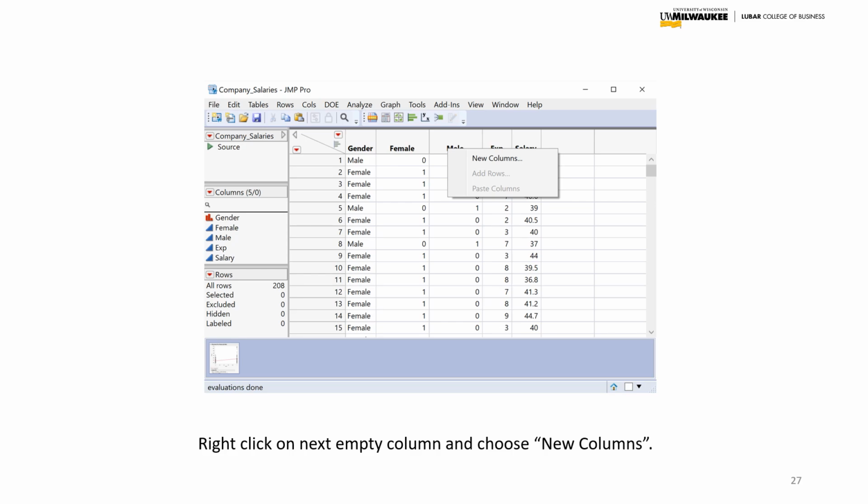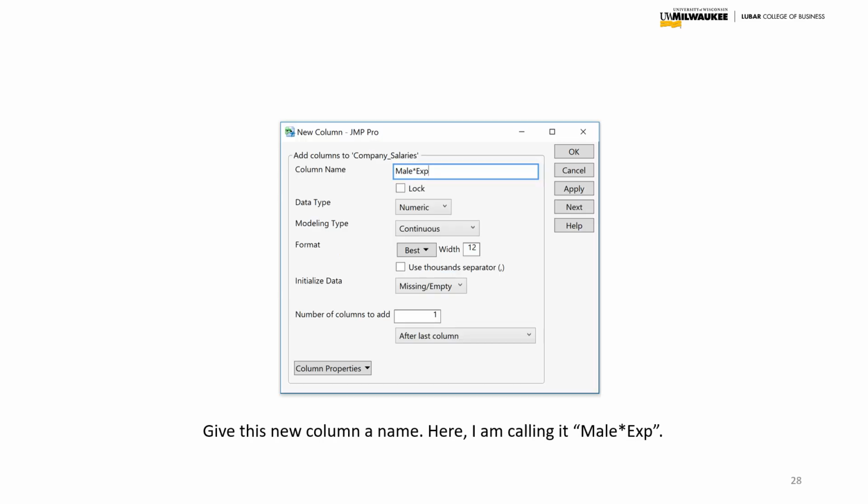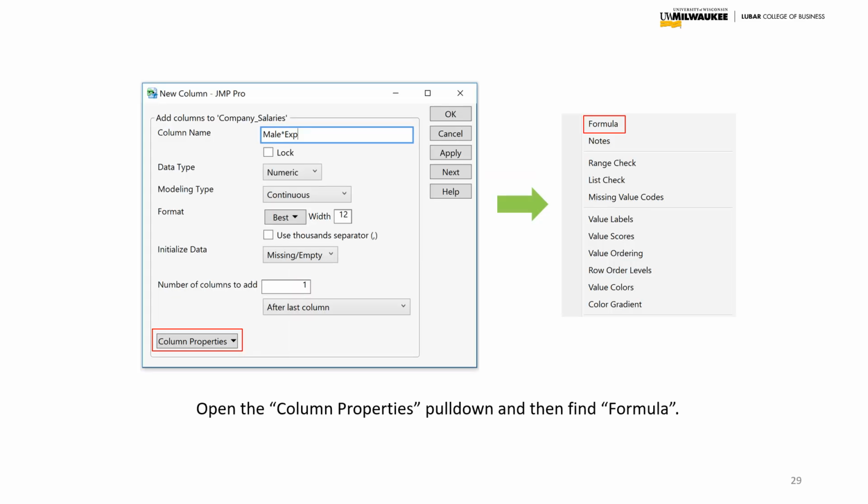One way to do so is to right-click on the next available empty column and pick New Columns option. We can then name the new column. Here I'm calling it male times experience. Then at this point, we open up column properties that you can see right here and pick formula. Now, sometimes it may come back and say edit formula. Either way, you'll get to the formula platform.